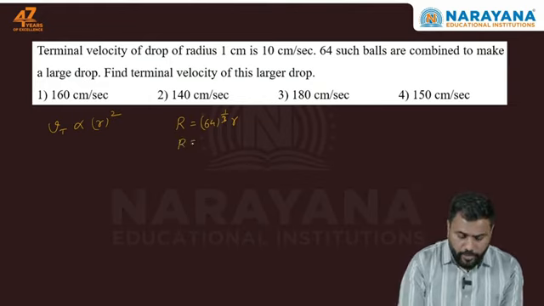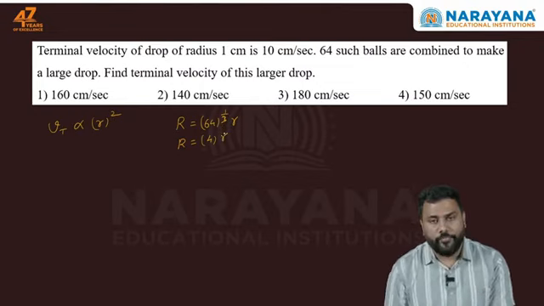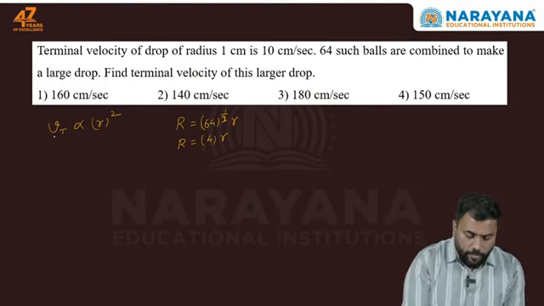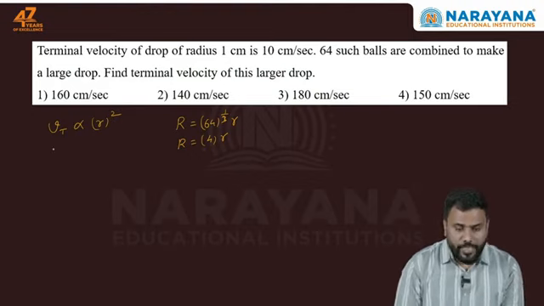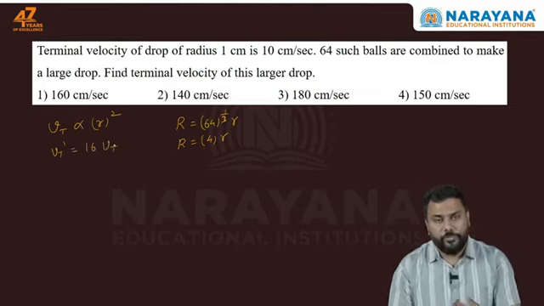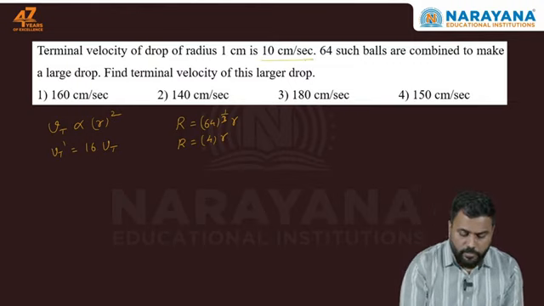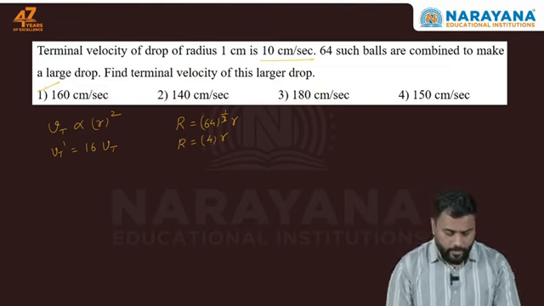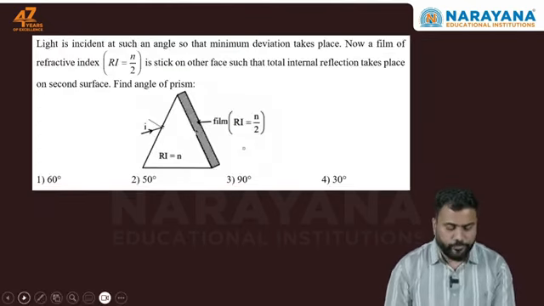So radius of bigger drop will be 64 power 1 by 3, that will be 4 cube power 1 by 3, that is 4 times. So radius of bigger drop is 4 times the smaller r. Now, because terminal velocity is proportional to r square, hence terminal velocity should be 16 times the old terminal velocity, r square, 4 square will be 16. Old terminal velocity is 10 centimeter per second, so 16 times of that will be 160 centimeter per second. Let's go to the next question.